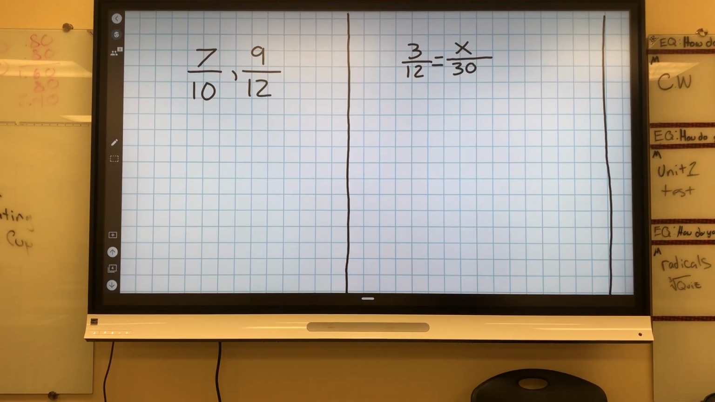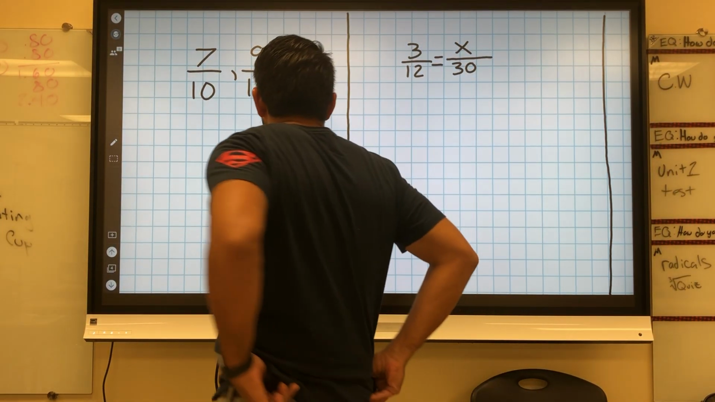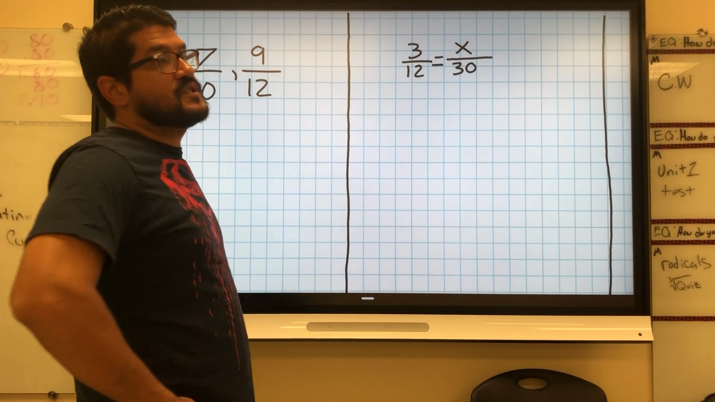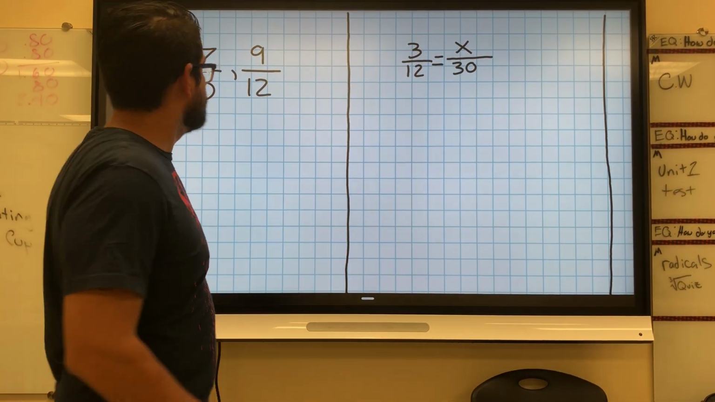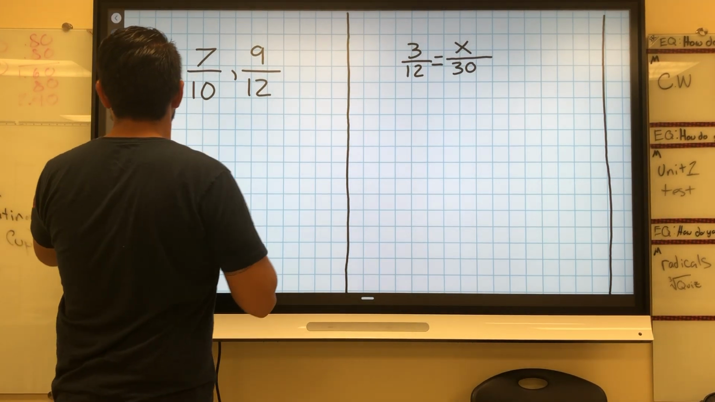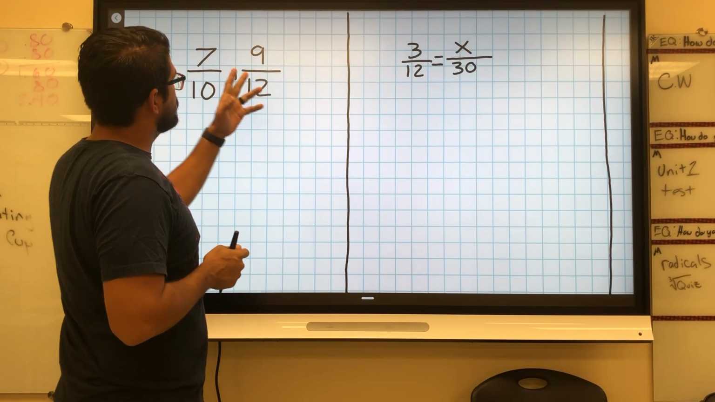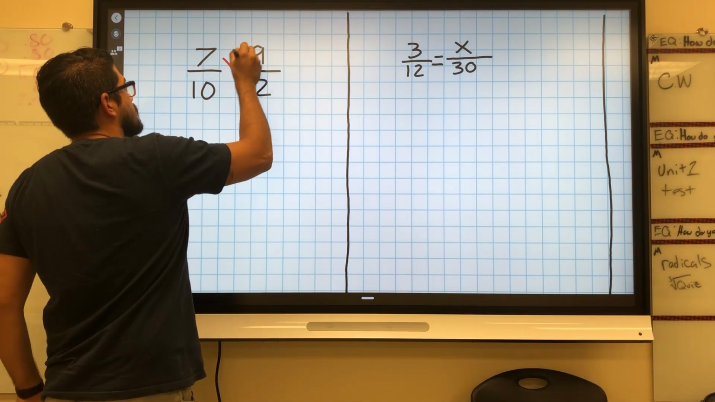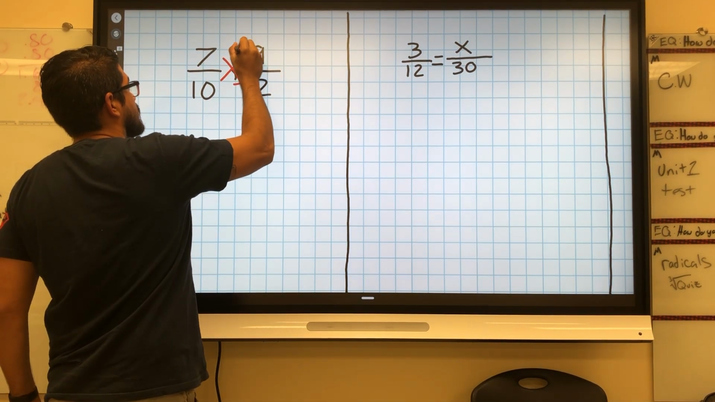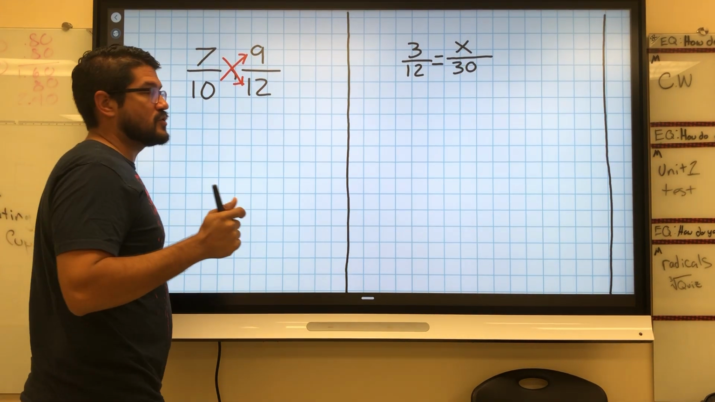All right, this video is on proportions, on percentage of difference, and how to solve for a specific variable. So for this one, if I wanted to check if these two fractions were proportional, all you have to do is cross multiply. This is the time in math when you cross multiply, when you're dealing with proportions.